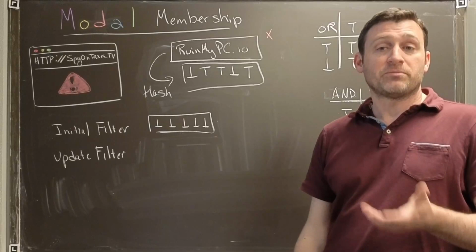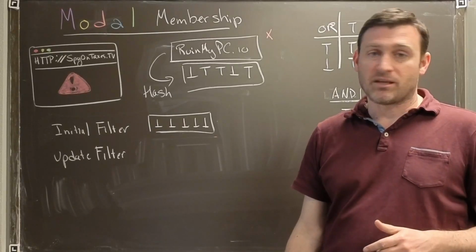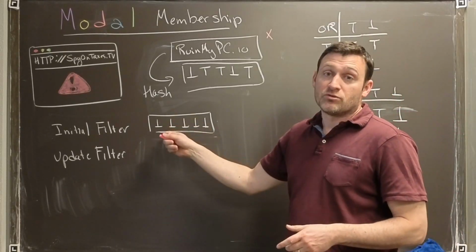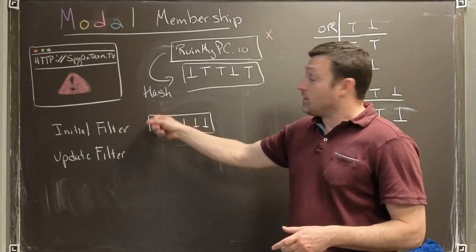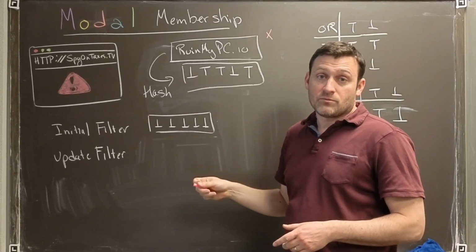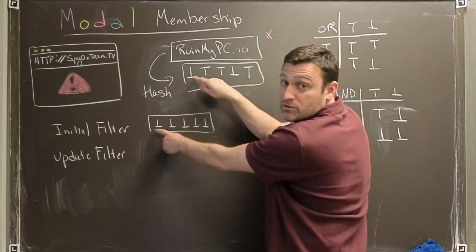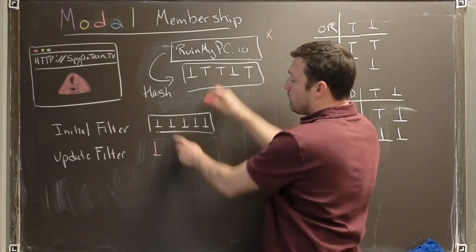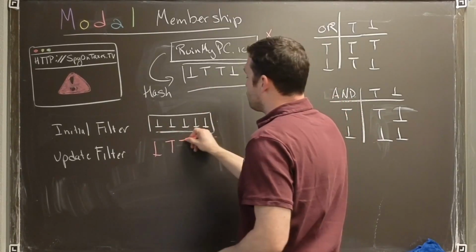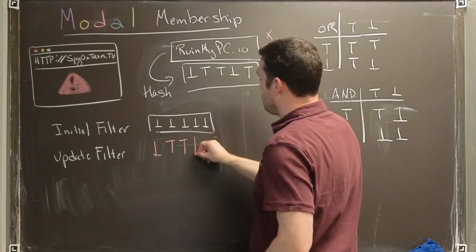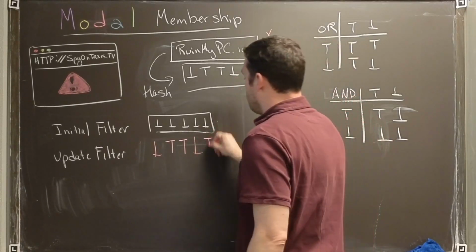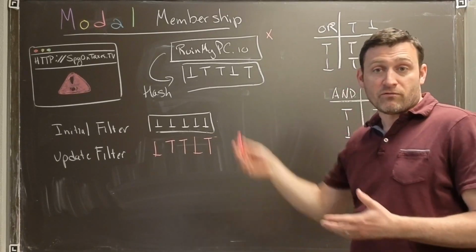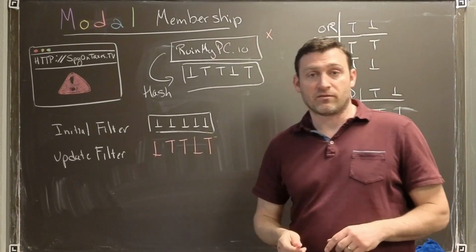What we'd like to do is update our filter to know about this bad website. So what we do is we use our logical operator OR. Each component gets ORed together. So we could say false or false, that's false. True or false is true. True or false is another true. False with a false is false. And true with a false is true. We have now stored some of the information about Ruin My PC inside of this filter.